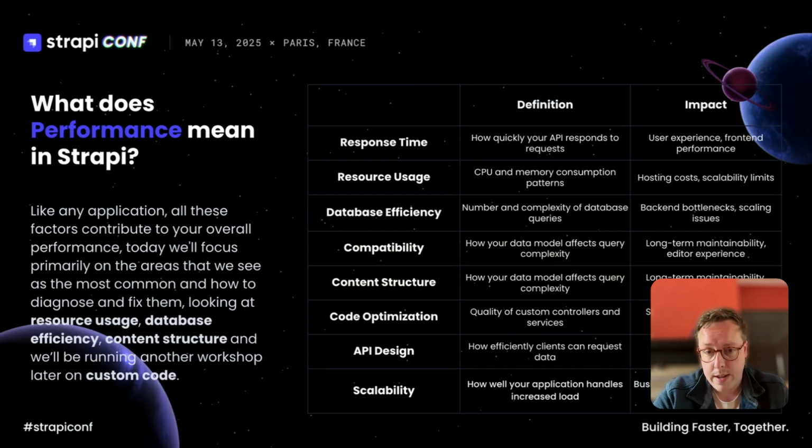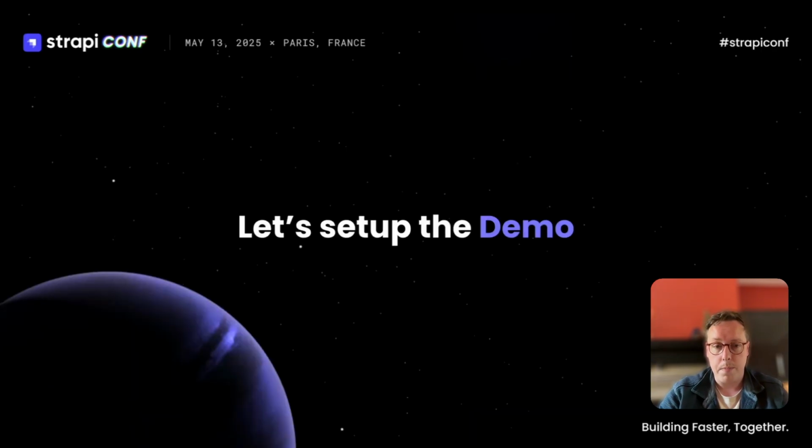So what do we mean when we talk about performance in Strapi? Well, Strapi is just at its heart a Node.js and React application. So like any application, your performance is affected by quite a variety of factors. You've got your standard candidates, things like your response time, your resource usage, your database efficiency, compatibility, content structure, optimizations, your overall schema design, and whether you've made your project scalable or not. These similarly apply for any type of application that you're building.